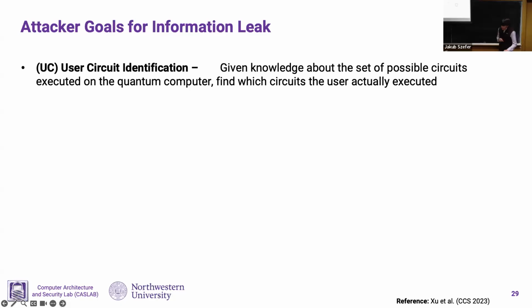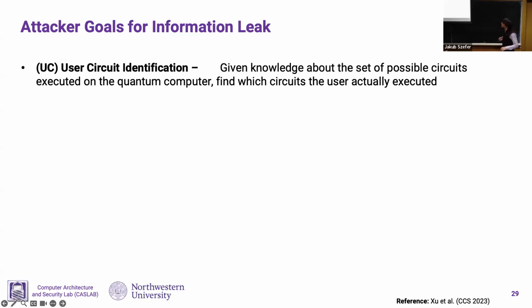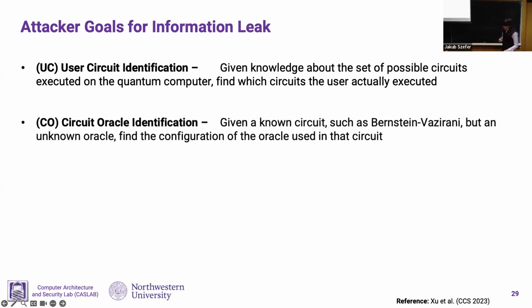And so what are some interesting things that you might try to identify? Earlier, from the timing, we saw that we might be able to see some patterns that identify a type of QFT or quantum adder type of subcircuit. So here, more specifically, the goal of the attacker could be to identify the complete user circuit, basically given the knowledge of some set of possible circuits, which circuit it is.